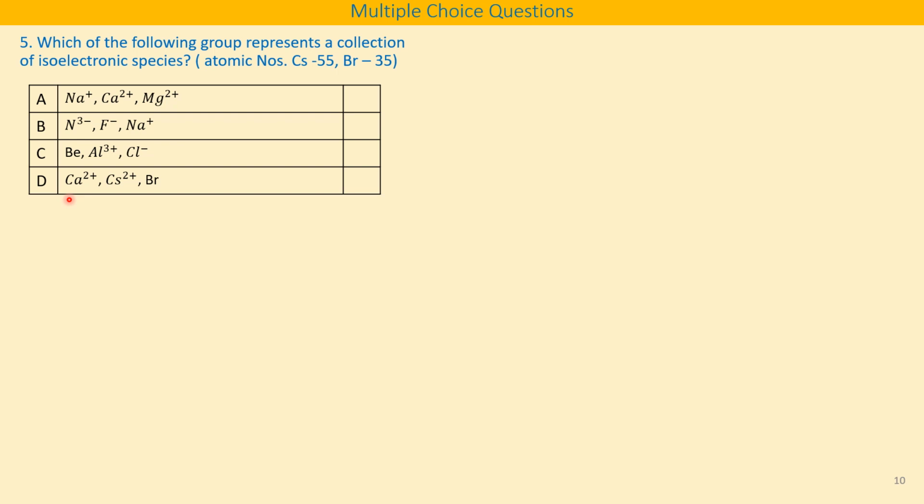Please pause the video, analyze and mark the correct answer. Meanwhile, I will give the correct answer. All three species of option B, N3 minus, F minus, Na plus, have the same number of electrons, 10, hence are called isoelectronic species. So mark the correct answer as B.